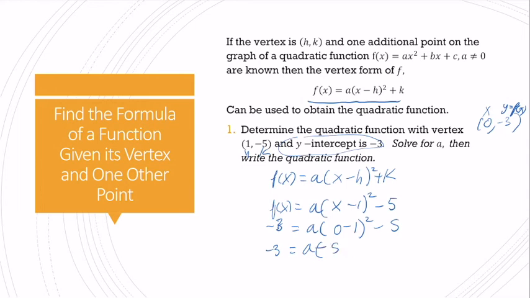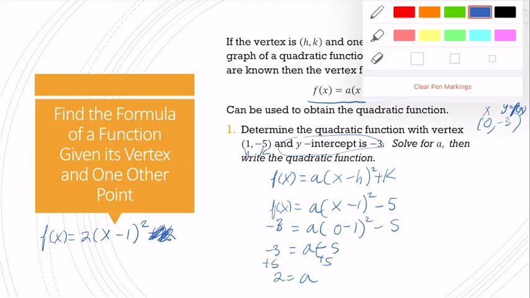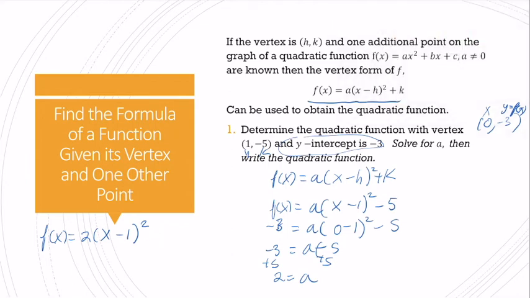If I add 5 to both sides, I get that 2 is equal to a. So I can write my function f of x equals 2 times x minus 1 squared plus my k, which is minus 5. Let's try another example.